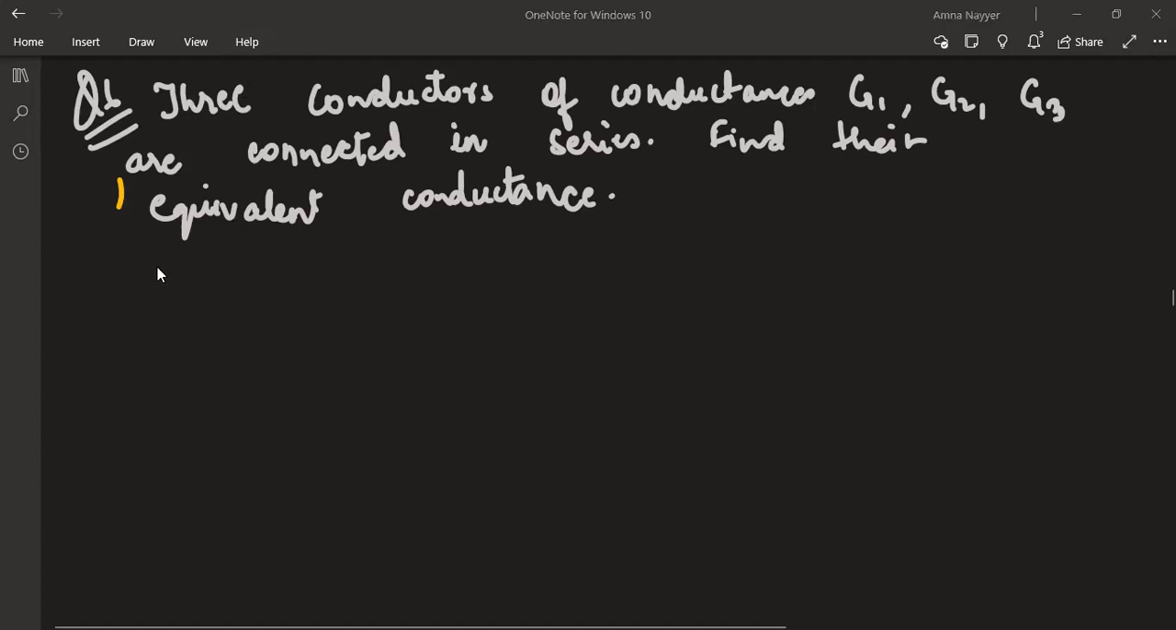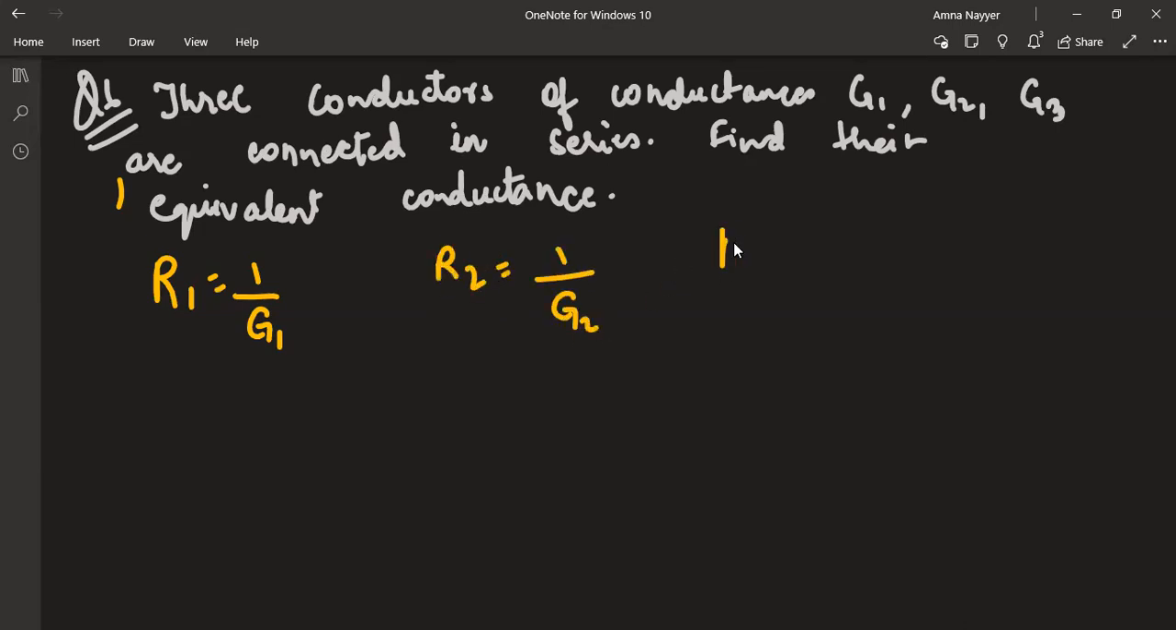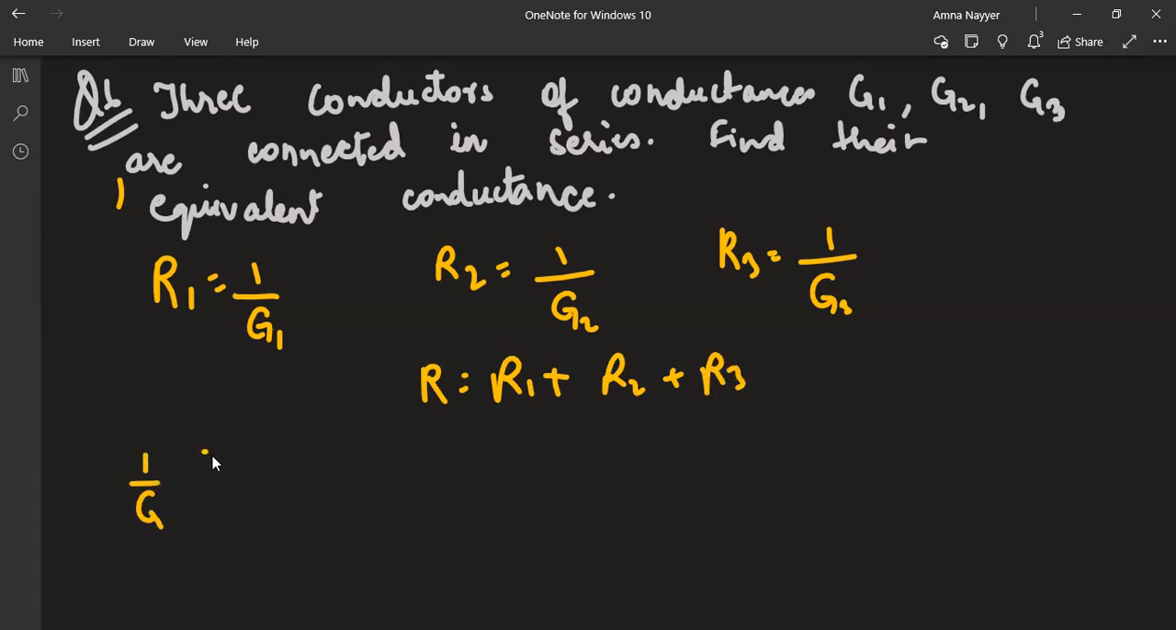See, resistance value R1 is inversely proportional to conductance. So R1 will be 1 by G1. R2 will be 1 by G2. And R3 will be 1 by G3. Now see, for series combination, R will be equal to R1 plus R2 plus R3. So here 1 by G will be equal to 1 by G1 plus 1 by G2 plus 1 by G3.